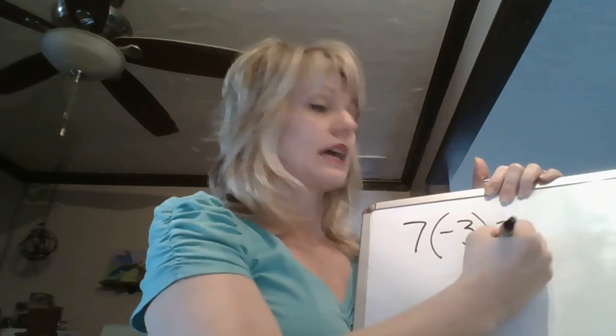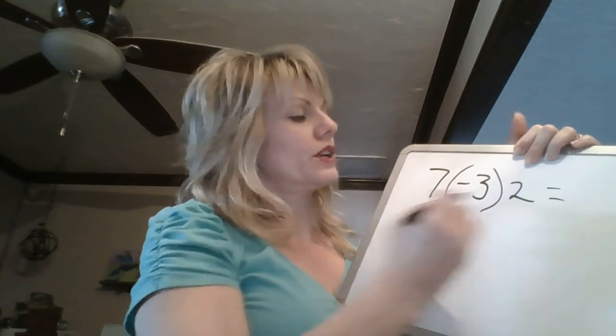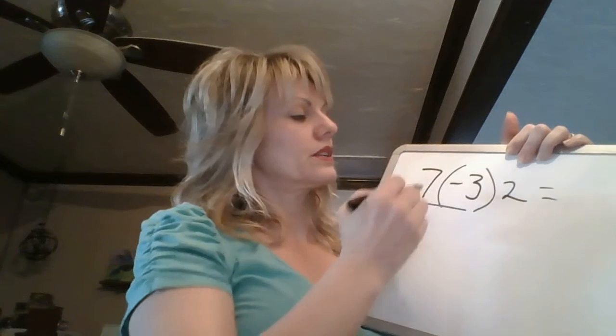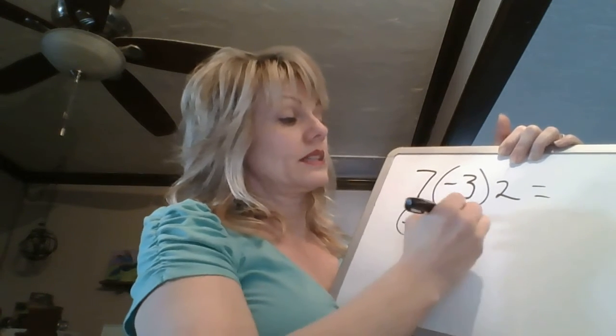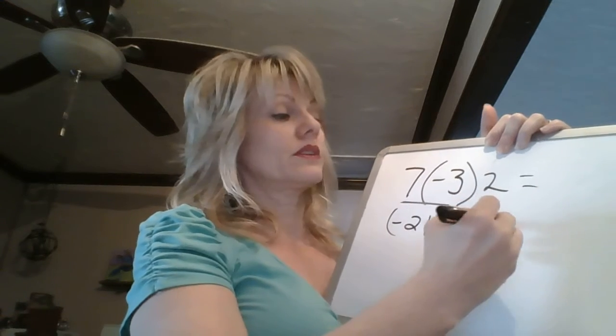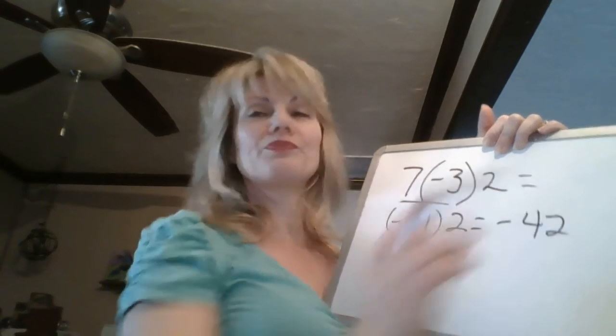The first problem, number 1, is 7 times negative 3 times 2. All right, so we're going to do the first part first. 7 times negative 3 is negative 21, times 2 equals negative 42.